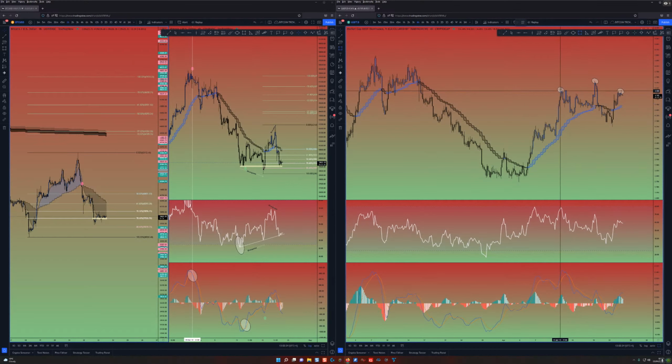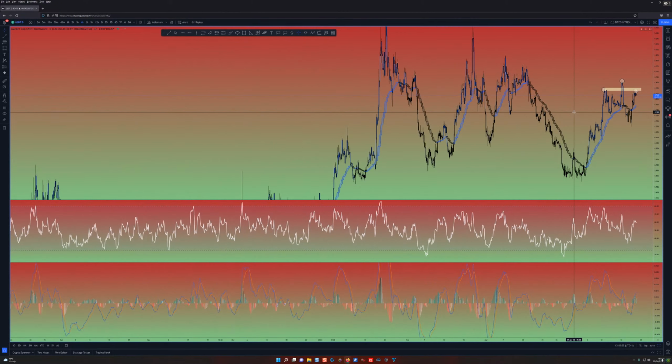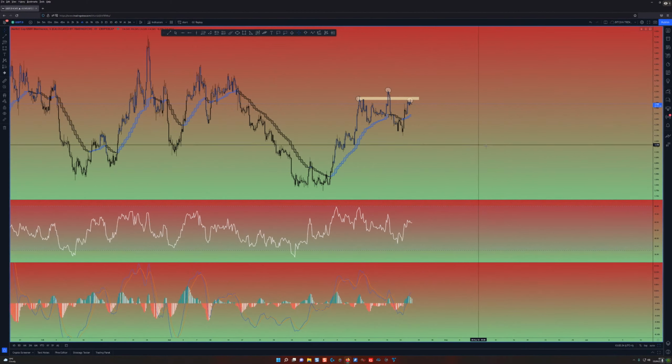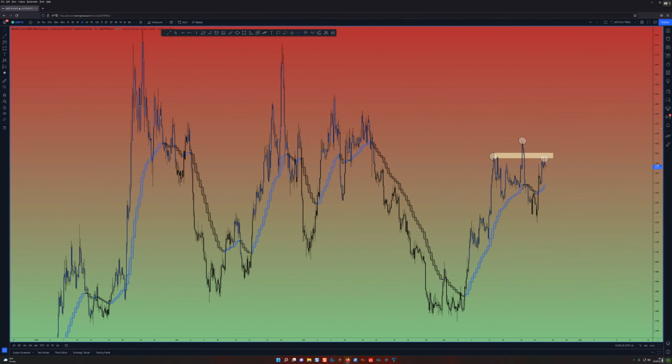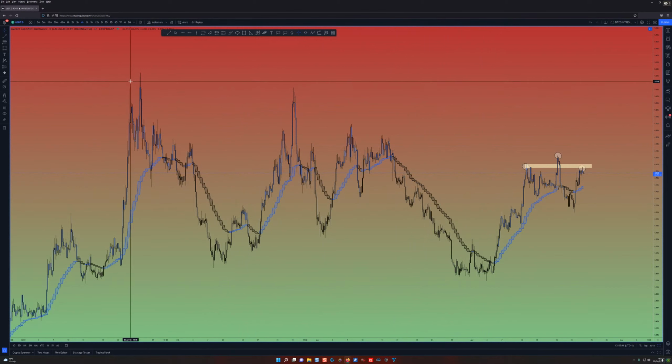First things first, I'm going to mark this chart up just for a second. So we've got this, it's moved up into this point, it's broke down, come back up. So it's kind of finding its feet with this range here, and it has broken a little bit lower, as you can see here.